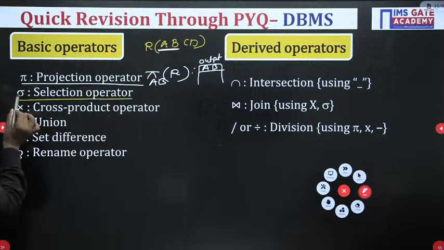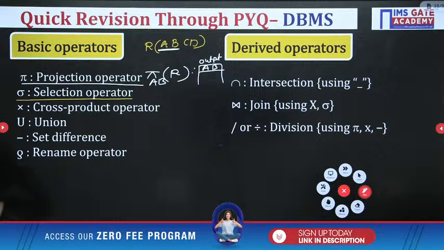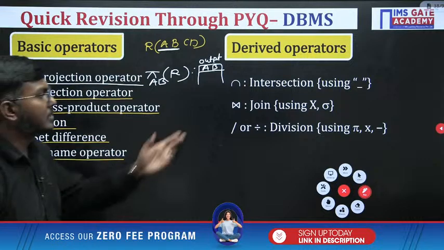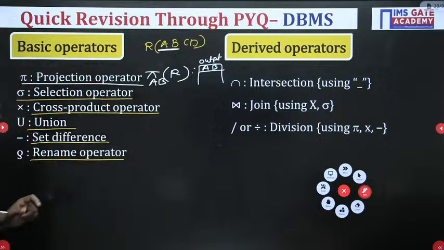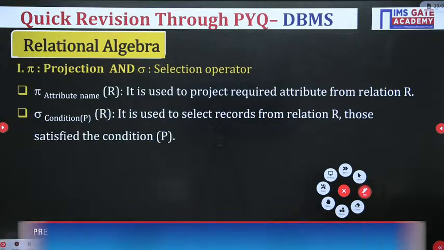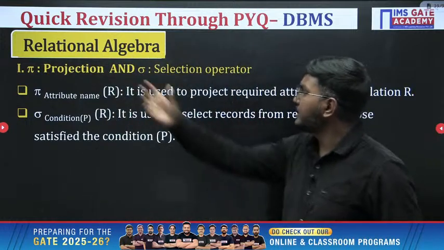Next is selection. Based on the condition, it will select the records from the given instances. Fine. Next is our cross product. We will see how this cross product performs here. Next is union, set difference, and the rename operator. Some of the derived operators are intersection, join, and division. Fine. Let's see them one by one quickly. First are projection and selection.